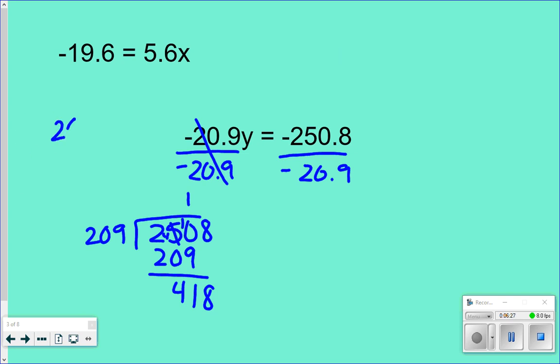209 times 2. Oh, geez. Good job, Gabe. X or Y, it's going to be 12. It's a positive this time because I have 2 negatives that I'm working with. So, wow. I don't know what the other one was. Now I'm curious. I'll check what it was. I'll tell you if it was a better one of the two.